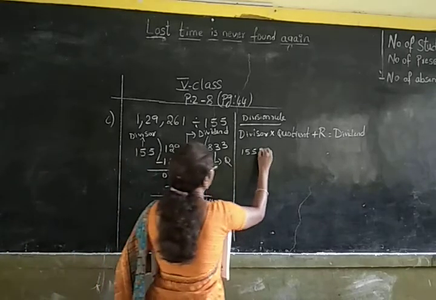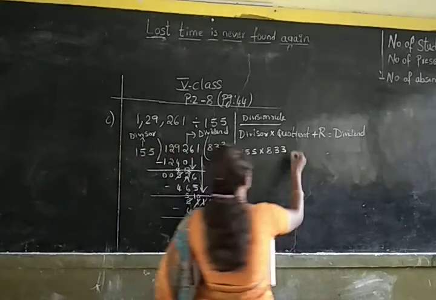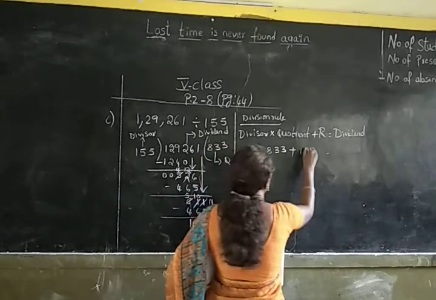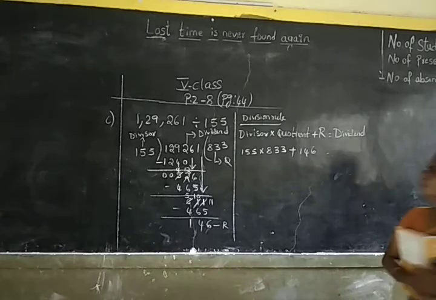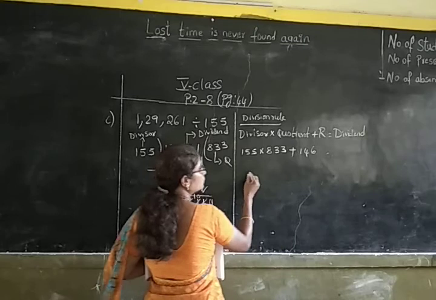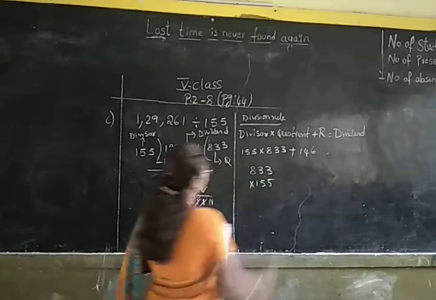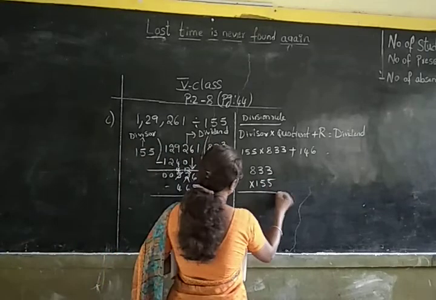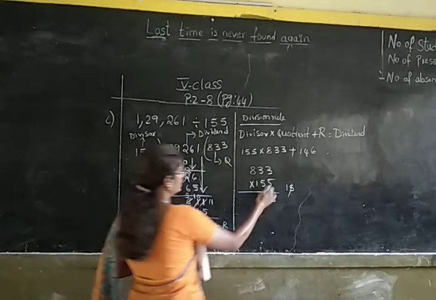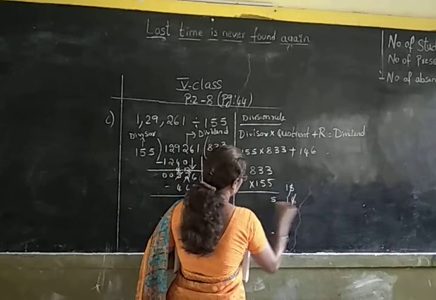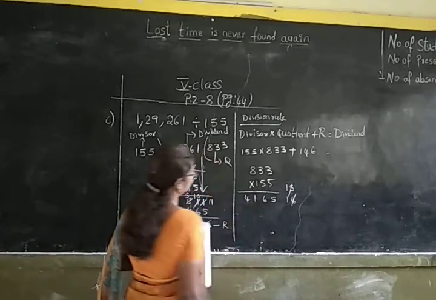And the quotient is 833. And the remainder is 146. Okay, children? So now I am going to multiply these two numbers. 833 into 155. So 5 3s are how much? 5 3s are 15. Again 5 3s are 15 plus 1 is 16. 5 8s are 40. 40 plus 1 is equal to 41.